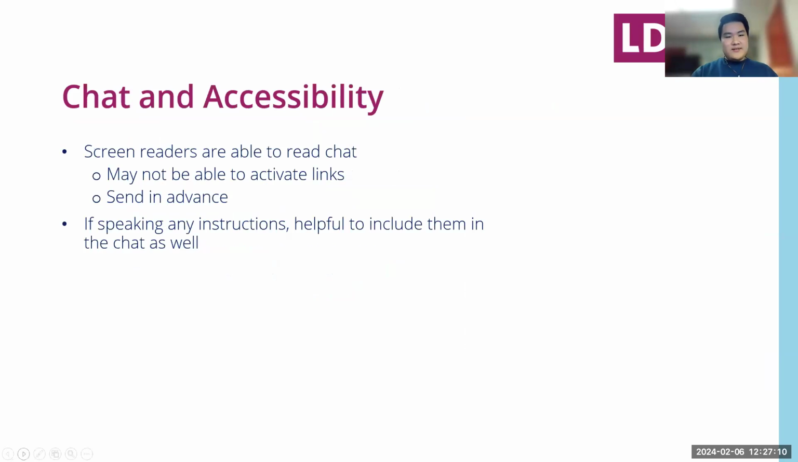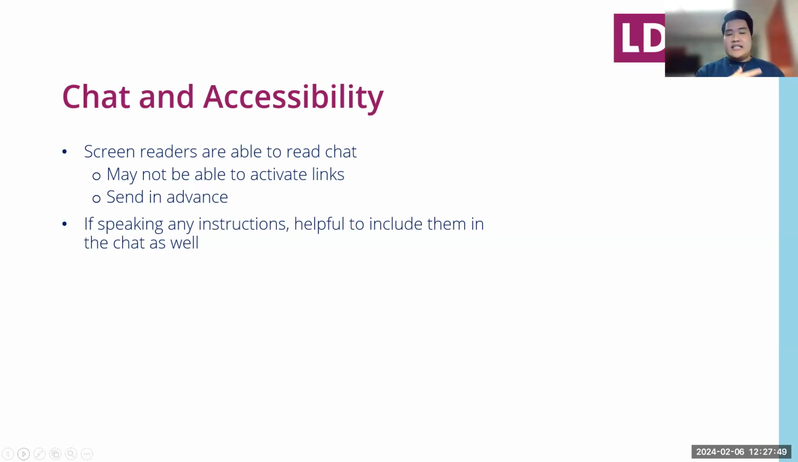The next thing we'll chat about is the chat, and how to use it with accessibility in mind. What's nice about the chat is that it is readable by screen readers. The only challenge is that many screen readers can't activate links provided, meaning they can't click on them. So what we recommend is, ahead of the meeting, if you're able to, send out those links in advance, maybe through an email or your reminders, to ensure folks have those links on hand before the meeting, and can be prepared for them to be referenced in the meeting as well.